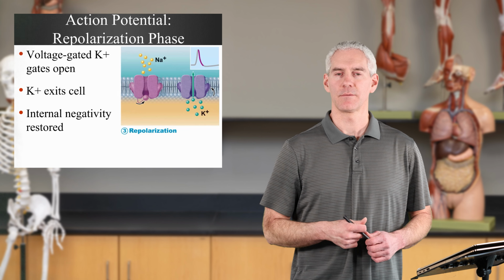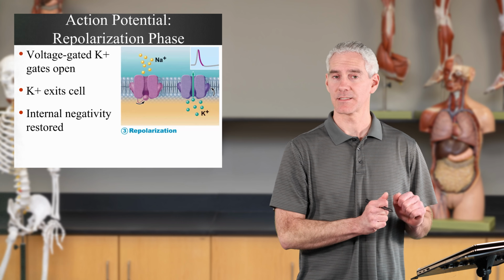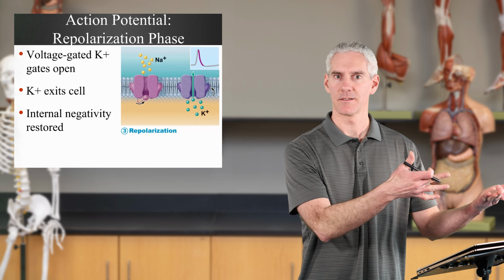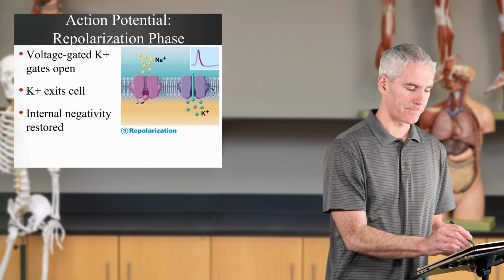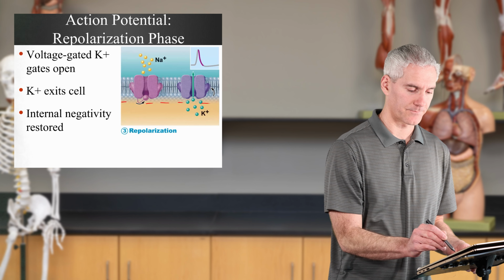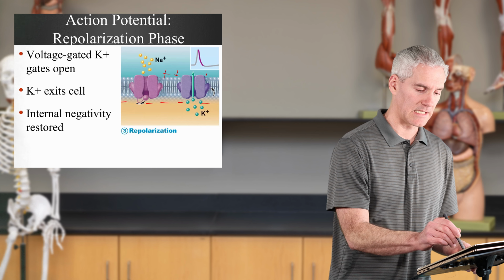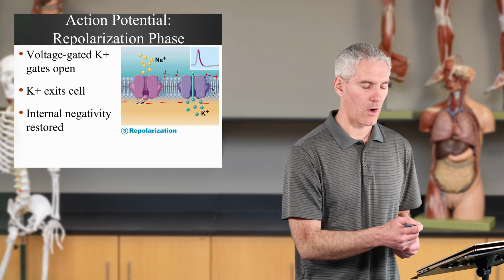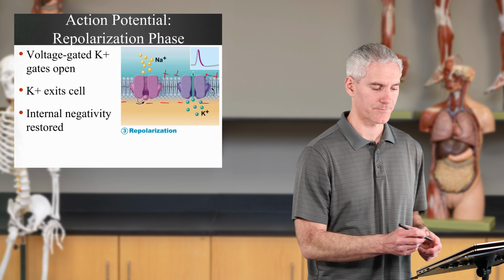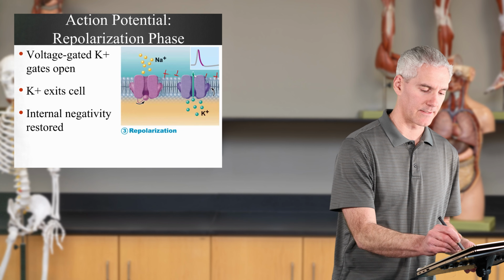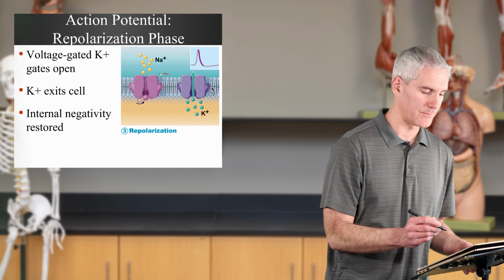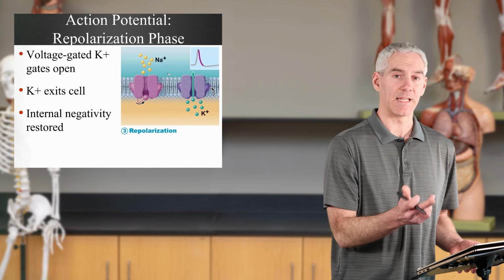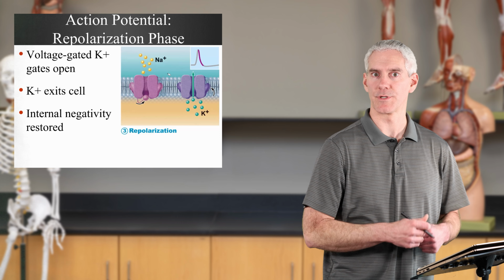So as the sodium stays outside now, it's blocked, potassium is leaving, and all this inside is becoming negative again. The outside membrane is becoming positive again because you're losing all these positive potassium ions. So we're resetting the resting membrane potential. The internal negativity is being restored.